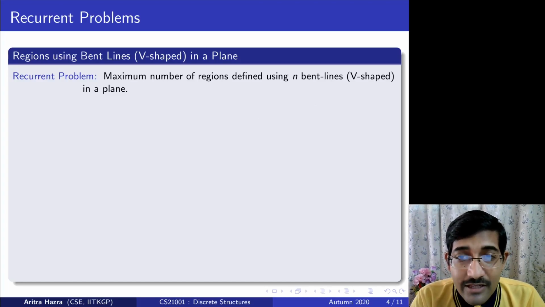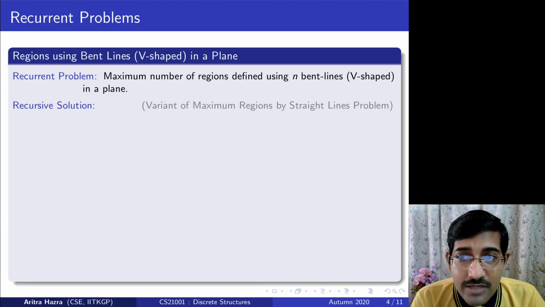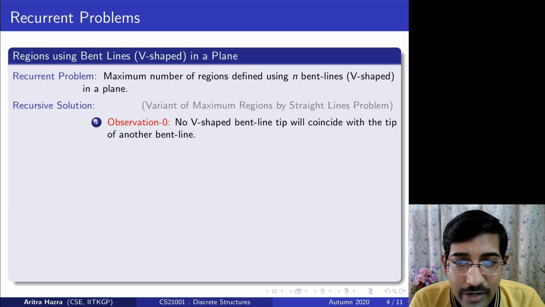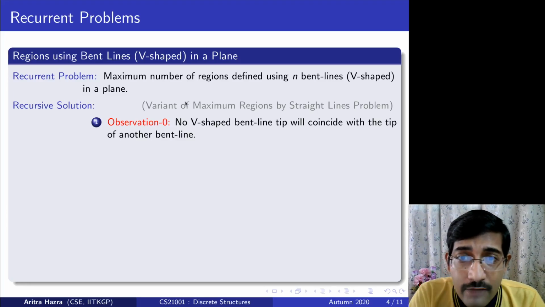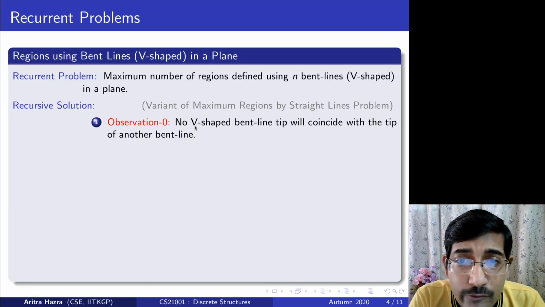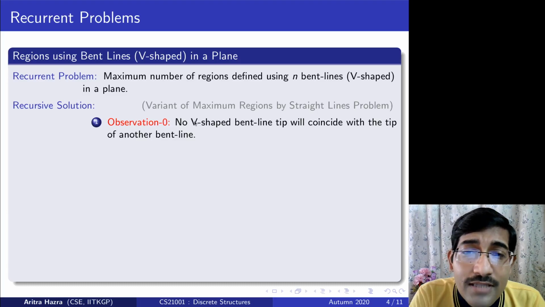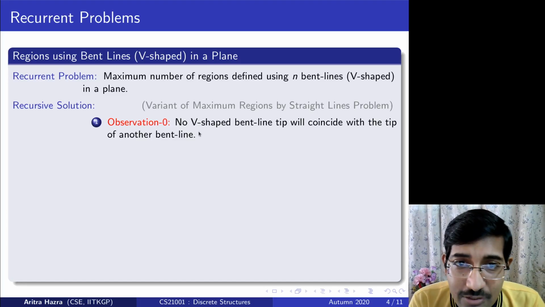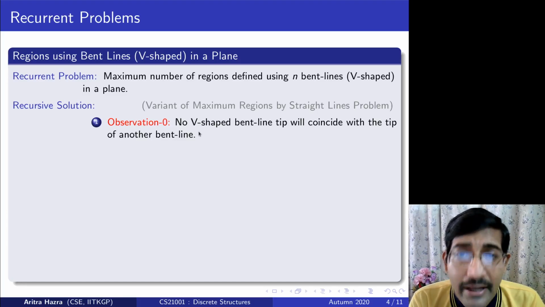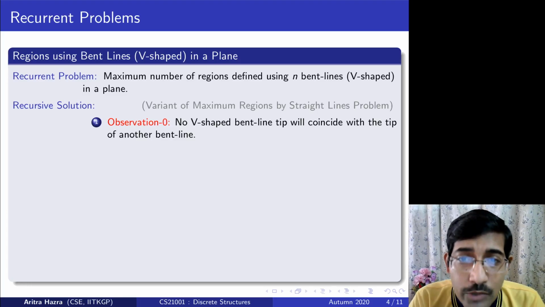As earlier, we have that observation. So, see, this is just a variant of the straight line problem. So, let us observe what happens here. No V-shaped bent line tip will coincide with the tip of another bent line, the same as before, since we are trying to declare the maximum number of regions. So, if the two tips of the V-shapes fall on the same point, then the number of regions would be 4, whereas if you cross that bent line in a different manner, then the number of regions increases. So therefore, since we are considering the maximum number of regions, I do not want two tips to be at the same place.